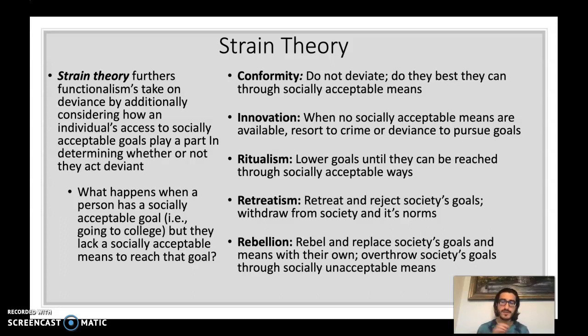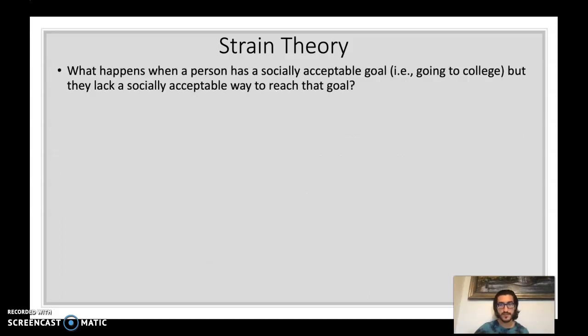So those are definitions of these 5 different facets of strain theory, but it might still be kind of difficult to really understand what these look like. So I'm going to go ahead and apply them to an example. What happens when a person has a socially acceptable goal, for instance, they want to go to college, but they lack the socially acceptable means to reach that goal? So let's consider, for example, an individual who really wants to go to college, but doesn't have the funds. They don't have the money or the financial aid that they need to actually go to college. What would they do in each of these situations?